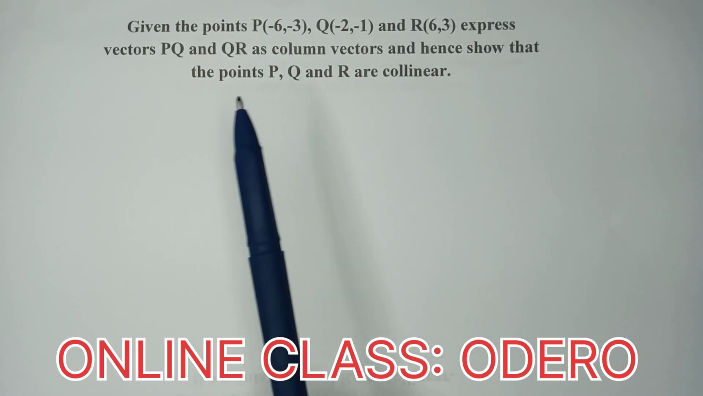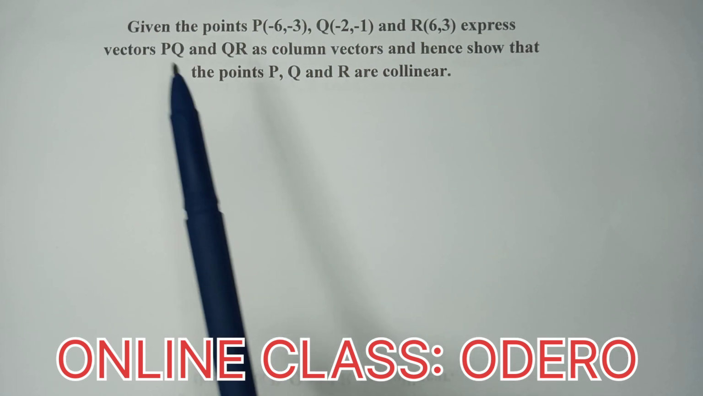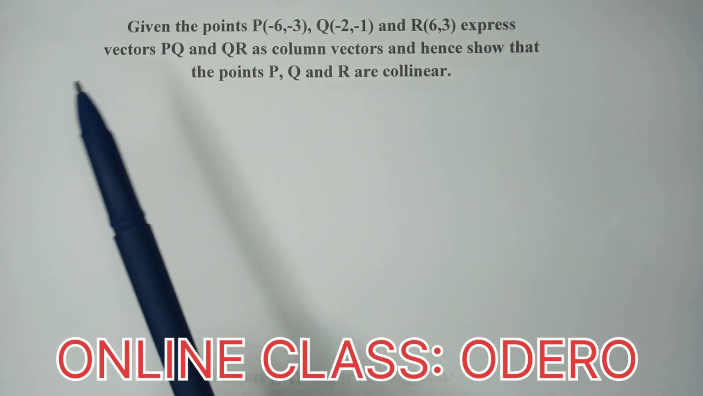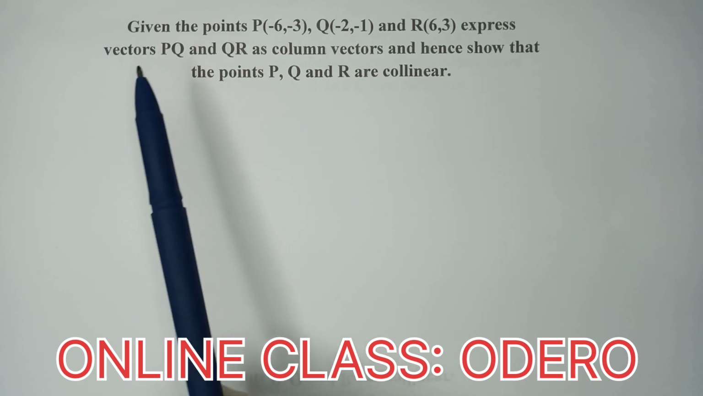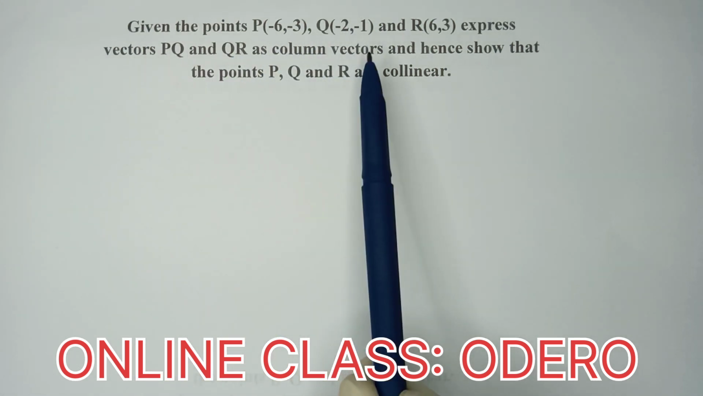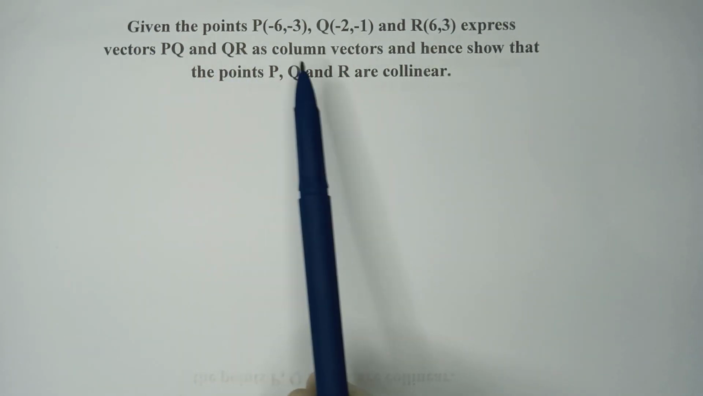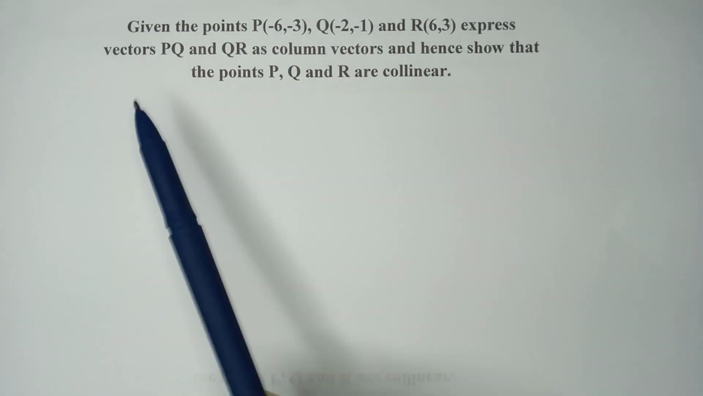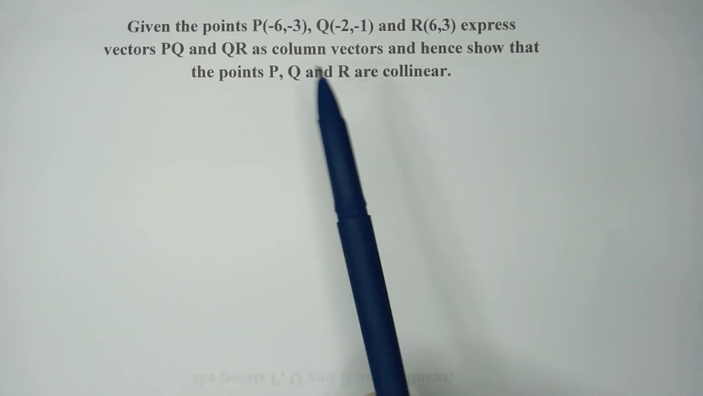Hello and welcome back to our class, and today we are solving vectors on collinearity. Given the points P(-6, -3), Q(-2, -1) and R(6, 3), express vectors PQ and QR as column vectors, and hence show that the points P, Q, R are collinear.